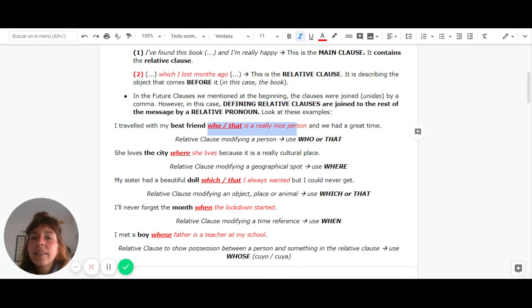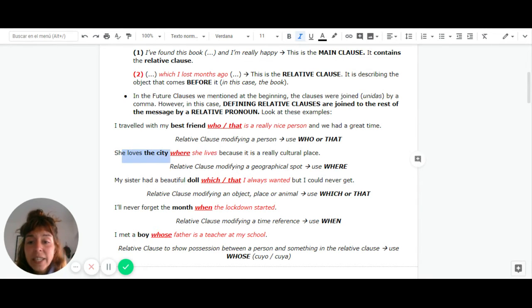Quizás empiezan a dar cuenta que esta es nuestra estructura que del español. Mi mejor amigo, que es una buena persona, viajó conmigo, ¿ok? Entonces, esas que no sé qué en español son nuestras relative clauses del inglés. En español, unimos ese que no sé qué adentro del mensaje a través de usar la palabra que. In English, we are going to join the relative clause in the message using who or that when we are referring, cuando nos estamos refiriendo to a person. So, if the relative clause is modifying a person, use who or that.